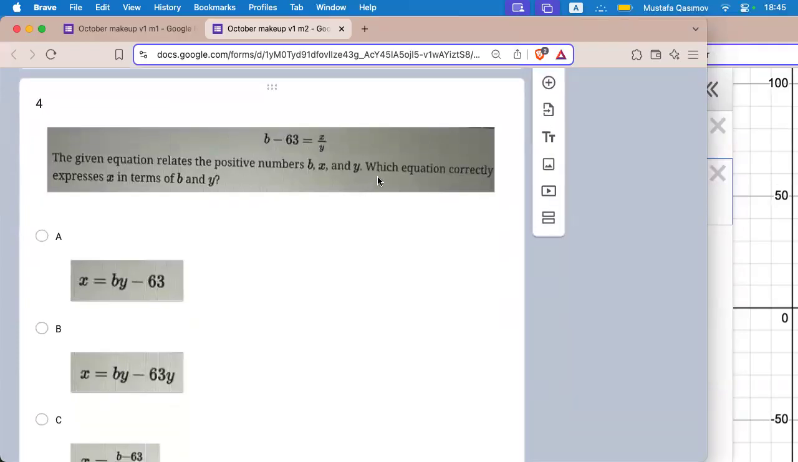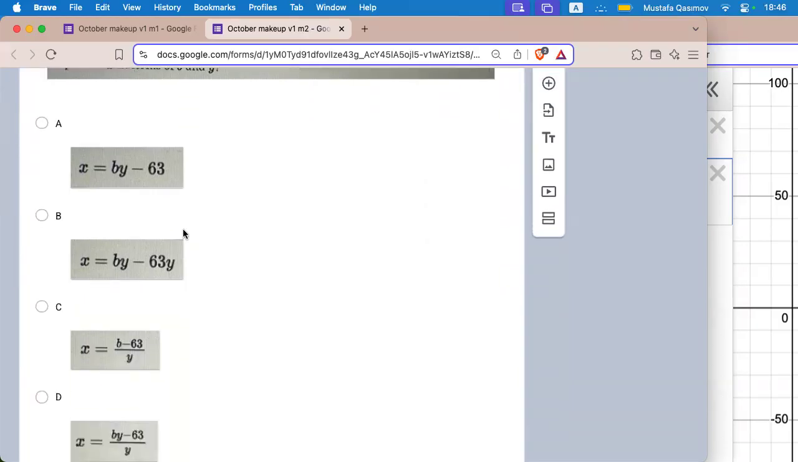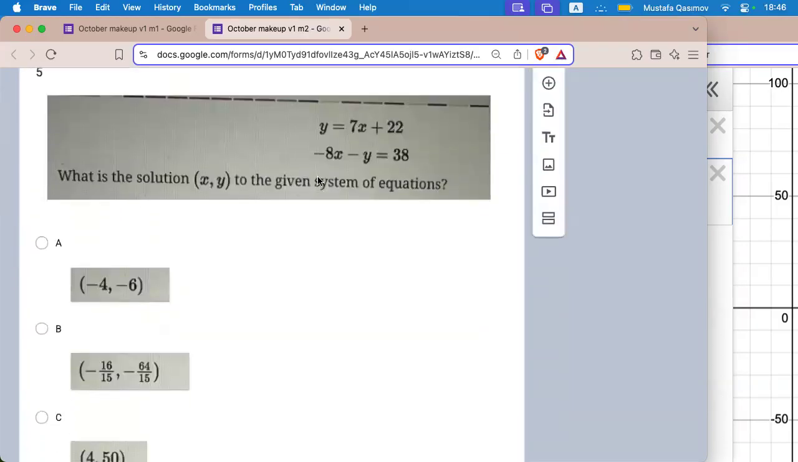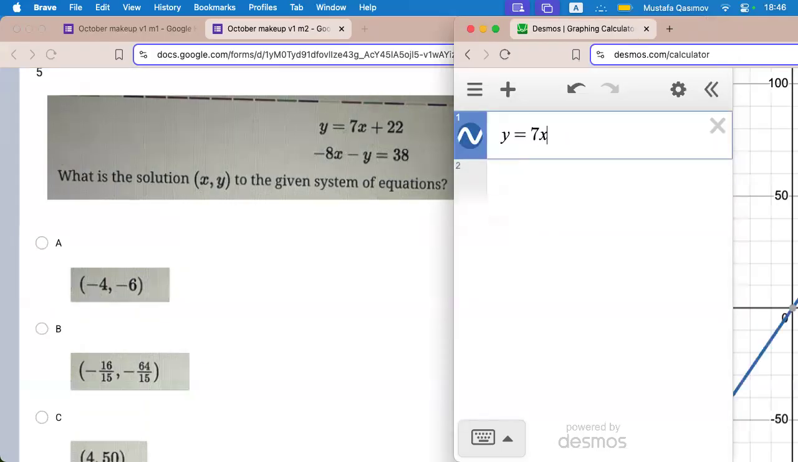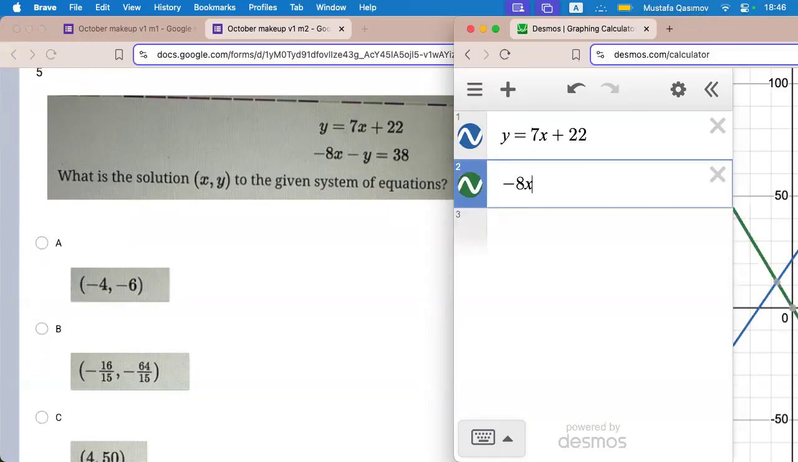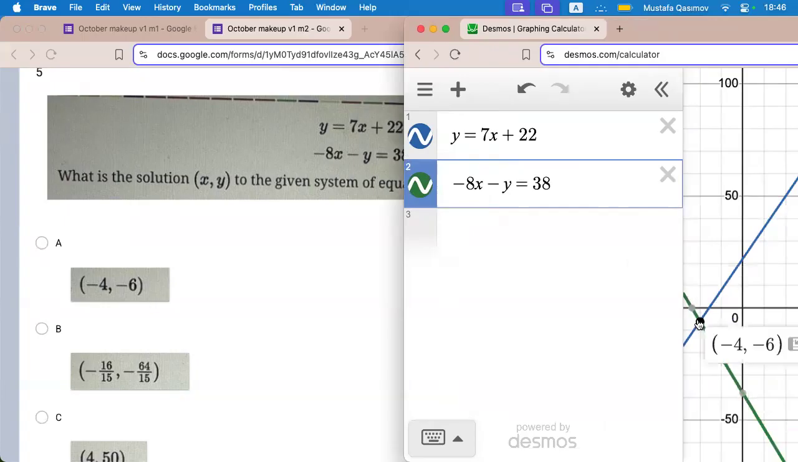4. Which equation correctly expresses X in terms of B and Y? We need to find X here. Product. We need to do cross multiplication. By minus 63y. B. 5. We need to write it to just decimals, then we will get it as a value. Y is equal to 7x plus 22, negative 8x minus y is equal to 38. So it's our answer, negative 4 and negative 6a.